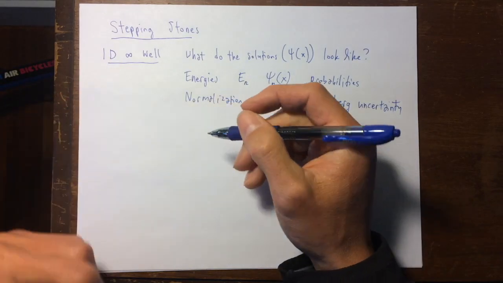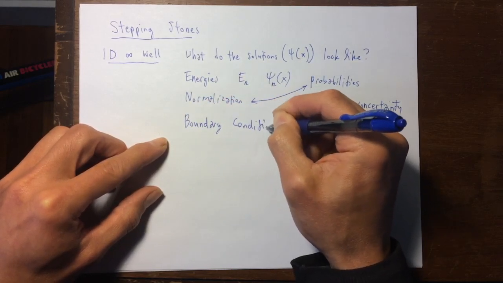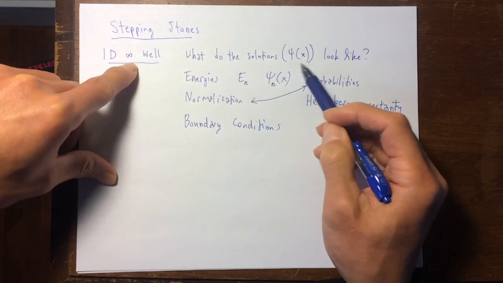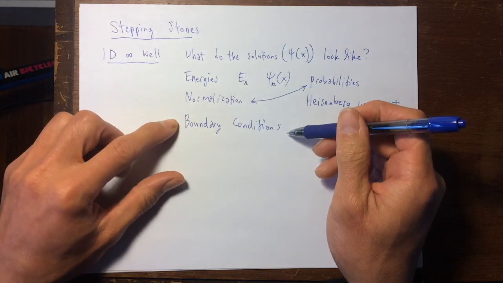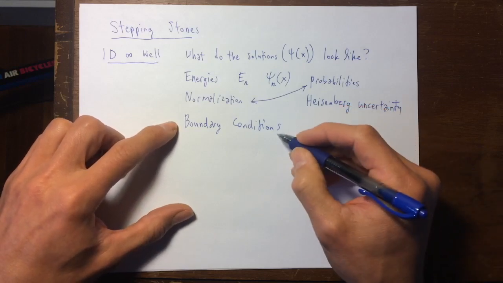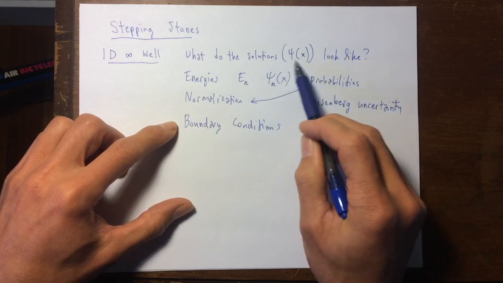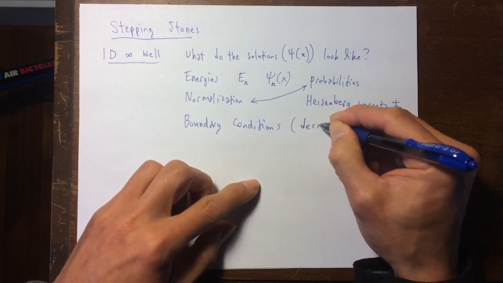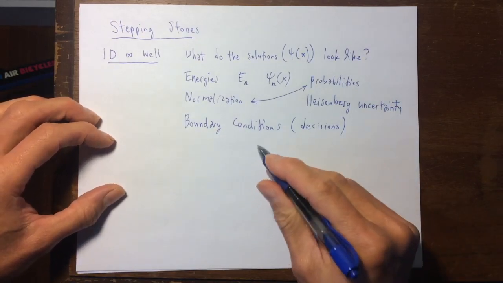Also, boundary conditions. As the book developed the solutions psi of x, or psi sub n of x, to the one-dimensional infinite well, how did it invoke the boundary conditions? How did it make decisions on what the boundary conditions have to be, and what did that do for saying how these wave functions look? So the boundary conditions, these are decisions you have to learn how to make. You have to impose boundary conditions.